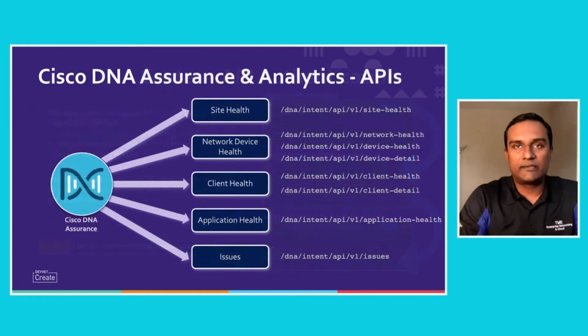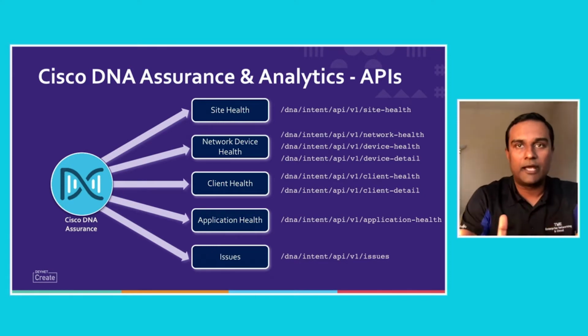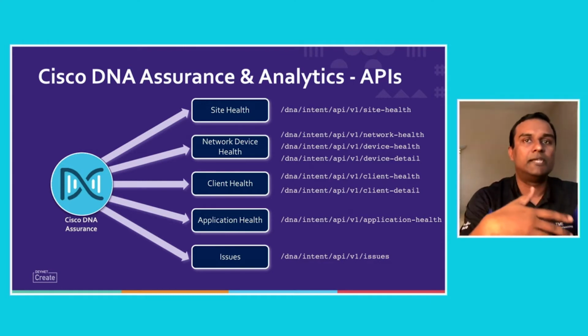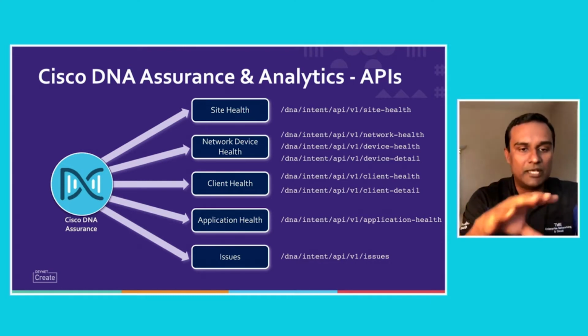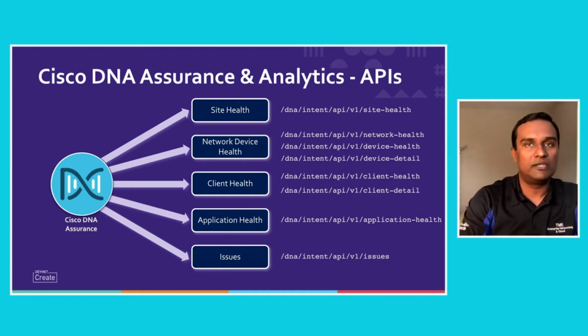For assurance and analytics, there are a number of APIs, and as you can see here, we have APIs for getting the site health, device health, client health, application health, and issues. And there are more APIs that will be coming in the subsequent releases, but this should at a high level give you full insight into what exactly is happening with your network. So you will get the health of your devices, the health of your clients, the health of your sites, what are the different applications that are running on your network, what is the health of these applications, what are the issues that are happening in the network. You will get all of those details using these APIs.